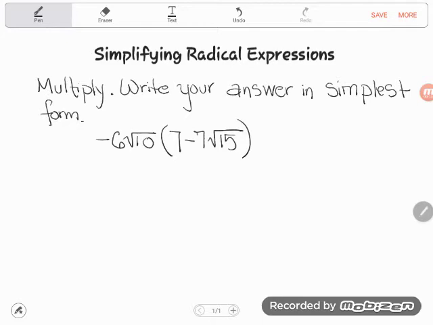And honestly, I feel like those directions were a little obvious. We didn't really need them because I can tell that this is something where I need to multiply. Nobody needs to tell me. Let me show you how I can tell that.